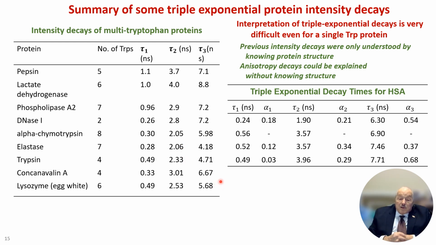This always bugged me, and I always asked myself the question: are these real lifetime parameters that represent something in the protein structure, or are these numbers that just reflect the resolution capabilities of the instrument that you're using? The number of tryptophans are listed here. So maybe you just always get these values because of your limited time resolution in the photon counting method or the frequency domain method.